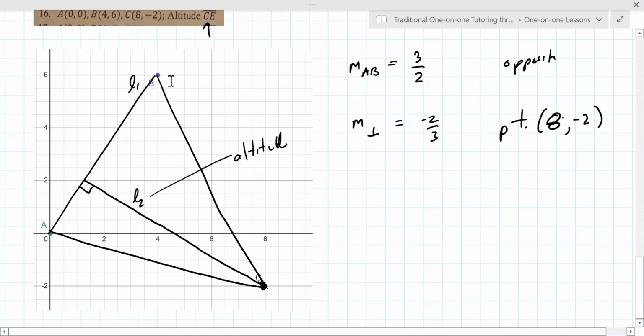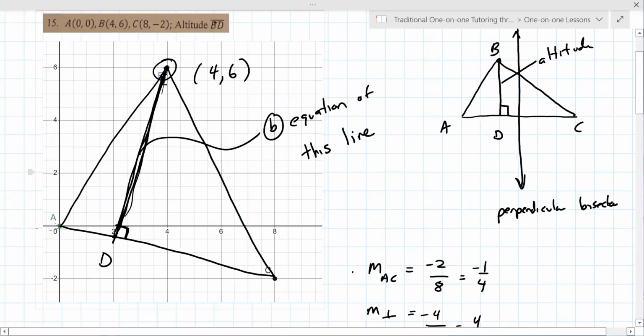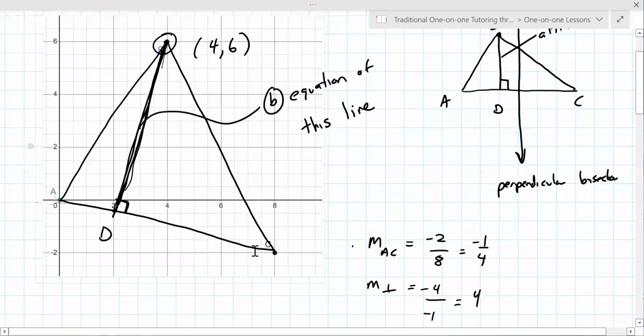Okay. That makes sense. And is it like that on the other one too, sort of? Let's go back and look. I think you'll find that it is. We wanted altitude BD. So we did everything off of AC, the other 2 points. Okay. All right. Yeah, that makes more sense.